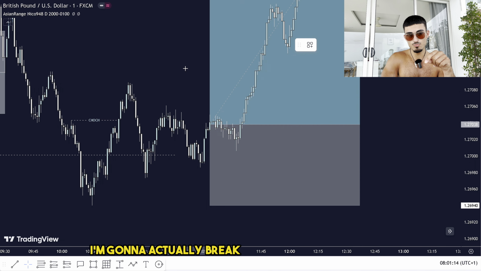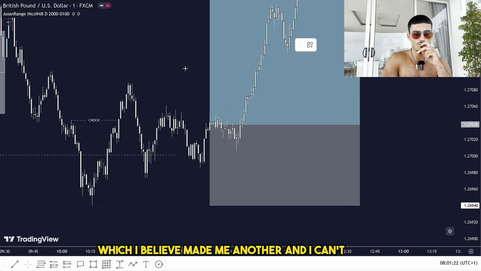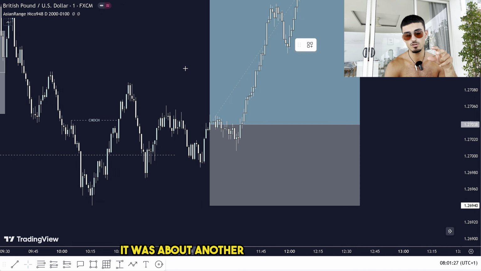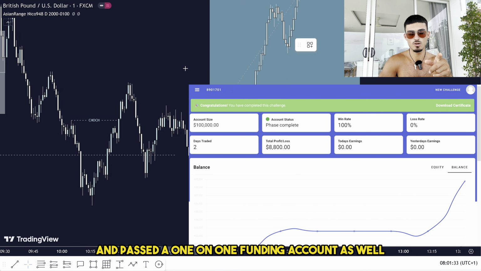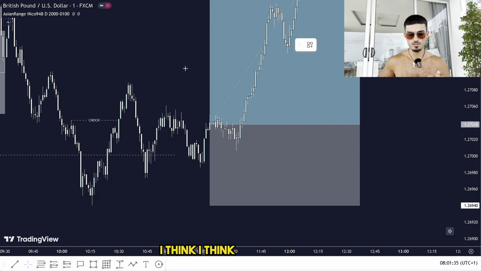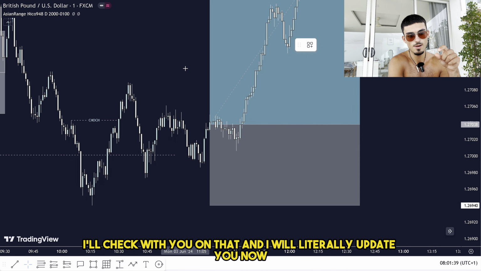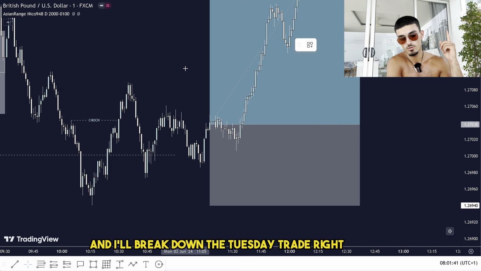I'm going to actually break down another trade now, a trade that I took on Tuesday, so the day after, on EU, which I believe made me another, and I don't know how much it made, but I took it on my funded account as well. It was about another $2,000 trade. And I also took this one and passed a one-of-one funding account as well. I think it was a Tuesday. But guys, I'll check with you on that, and I'll literally update you now, and I'll break down the Tuesday trade right now as well.